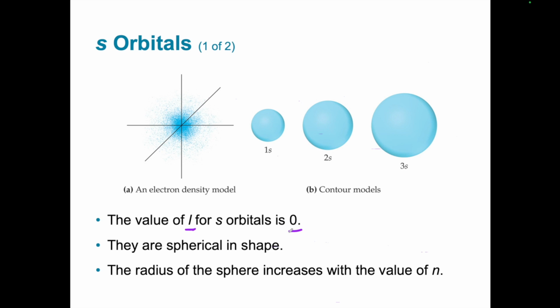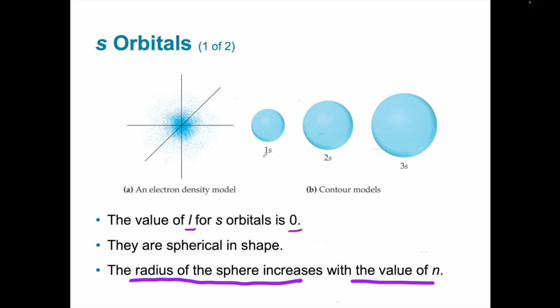And then the sphere's radius will increase with the value of n. So as your energy level goes up, the value of n goes up as well. Or let me say that again: if the value of n goes up, the sphere's size also goes up. The radius increases too, which makes sense. I don't have my face showing right now, but I'm doing all these hand gestures to help you. But you know what I'm saying.